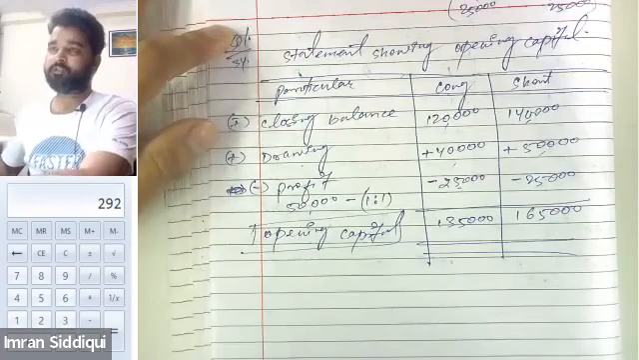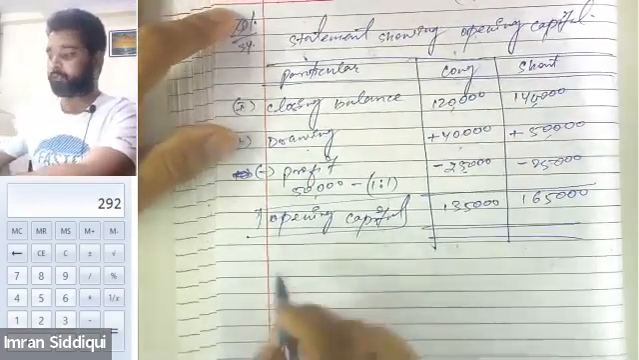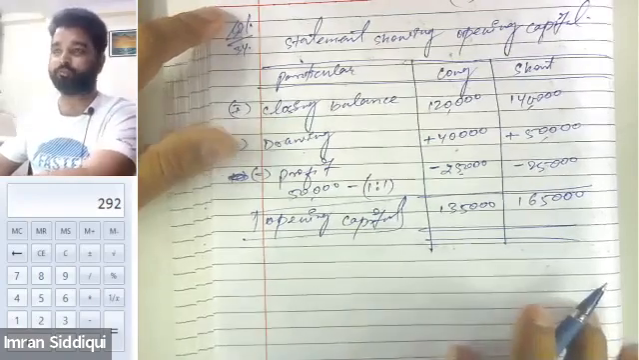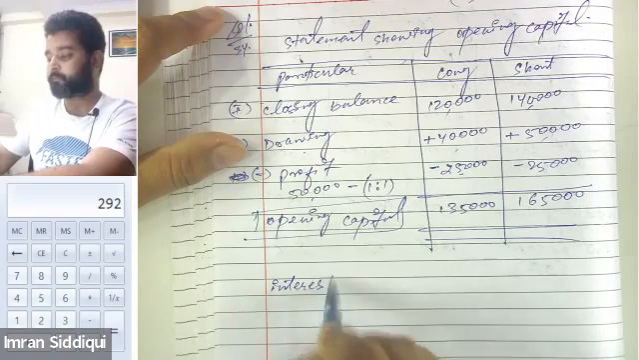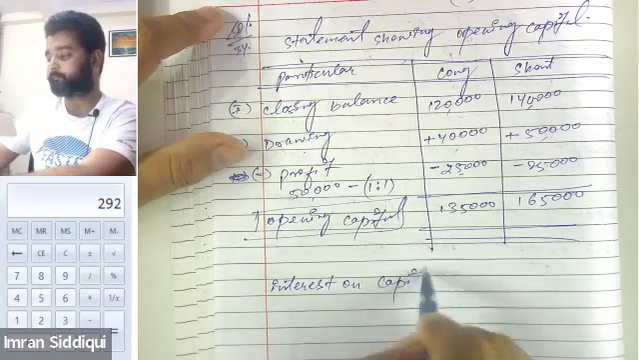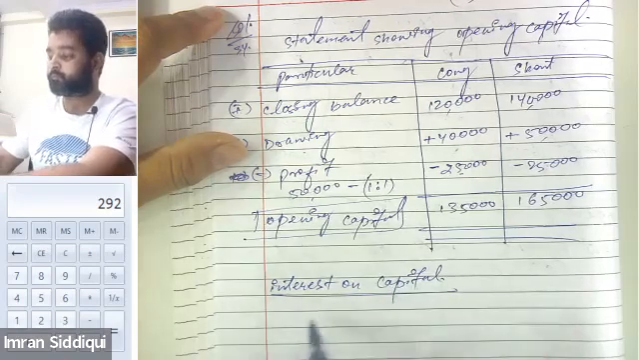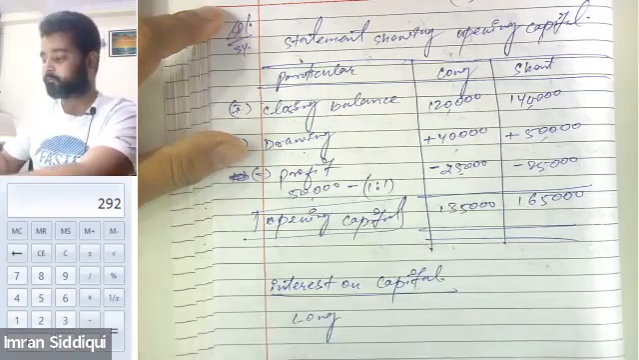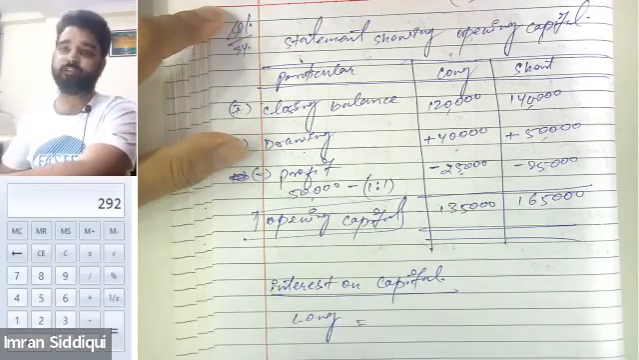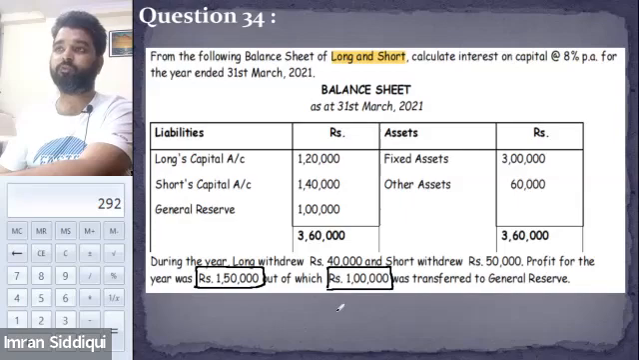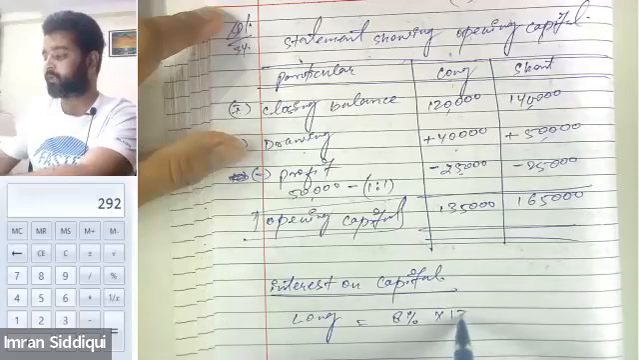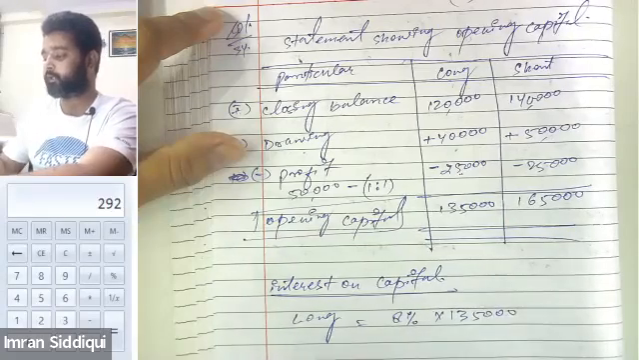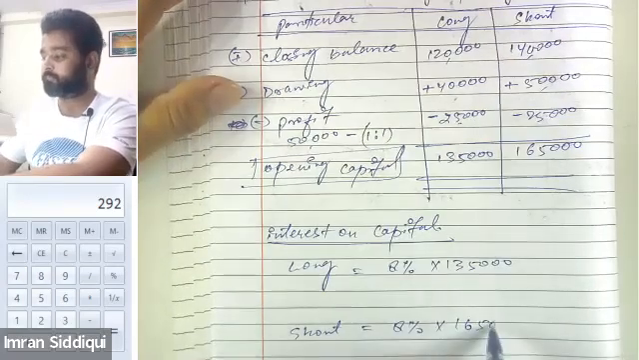Now, since we got the opening capital balances of the partners, I'm sure that all of you are able to find out the interest on capital for Long and for Short. The rate of interest was 8%. So we will be calculating 8% of 1,35,000 and 8% of 1,65,000.